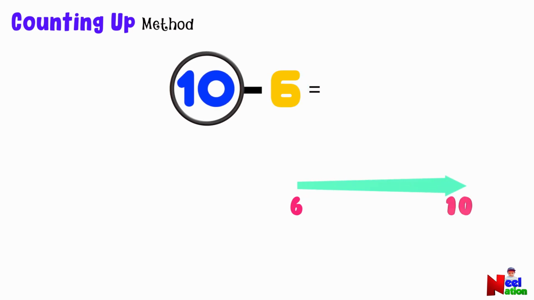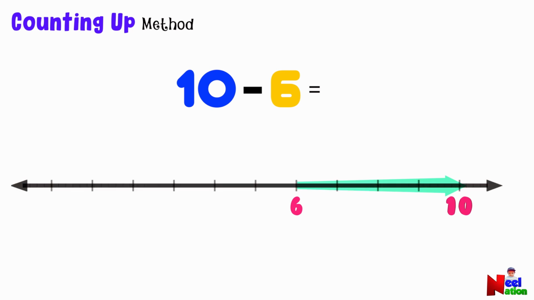Let's figure out what 10 minus 6 is using the counting up method. Between 10 and 6, which is the smaller number? 6. That's right, it is 6. To find the difference between 10 and 6, we'll count up from 6 to 10. Let's use the number line to help us with this.